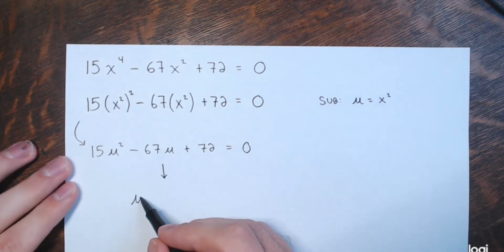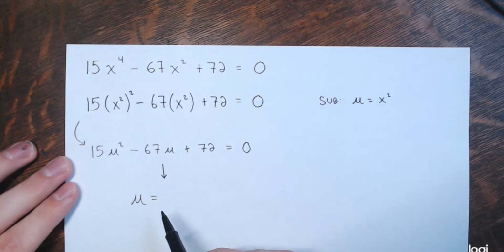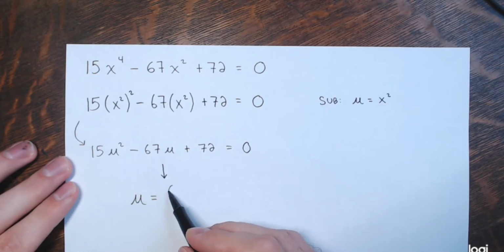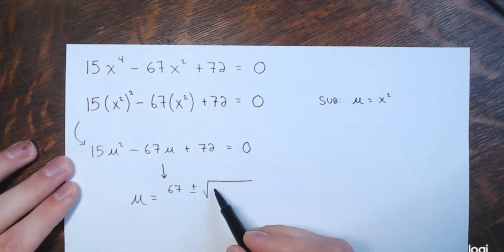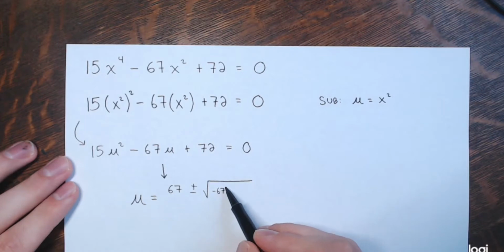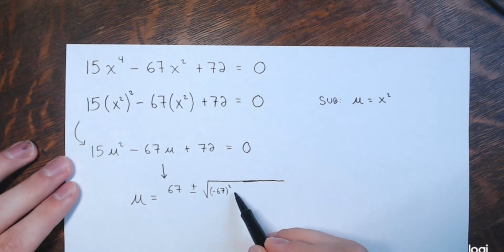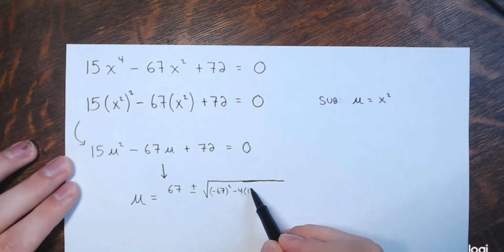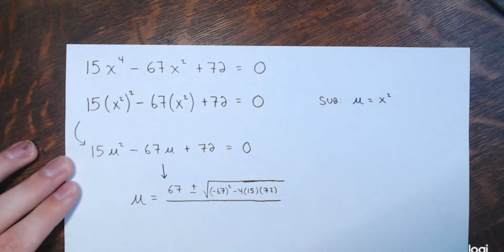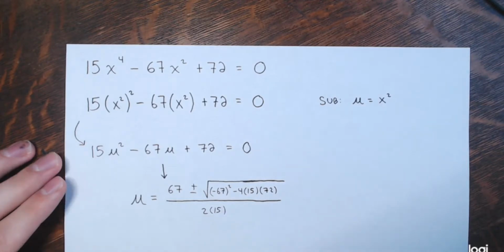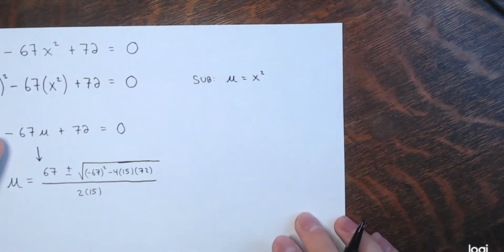We get u equals, using the quadratic formula, the opposite of b, which would be positive 67, plus or minus the square root of b squared, negative 67 squared, which you could also just write as 67 squared, it'll be the same value, minus 4 times a times c, 4 times 15 times 72, all in the square root, and then all of that divided by 2 times a, 2 times 15. Let me pull a calculator up once again.